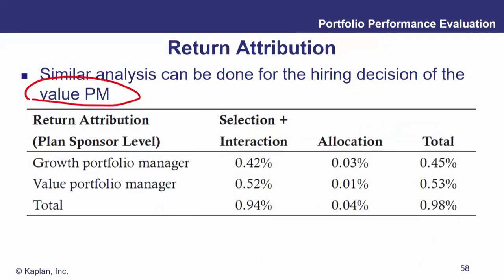Okay, so this is how it can be so helpful. You see the returns, but until we can attribute who did what and did they make a good decision, then we actually have something very valuable. Okay, so we can also take a similar analysis for the hiring decision now of a value portfolio manager. Again, we're still looking at return attribution. We are still at the sponsor level. So we have a growth portfolio manager and we have a value portfolio manager.